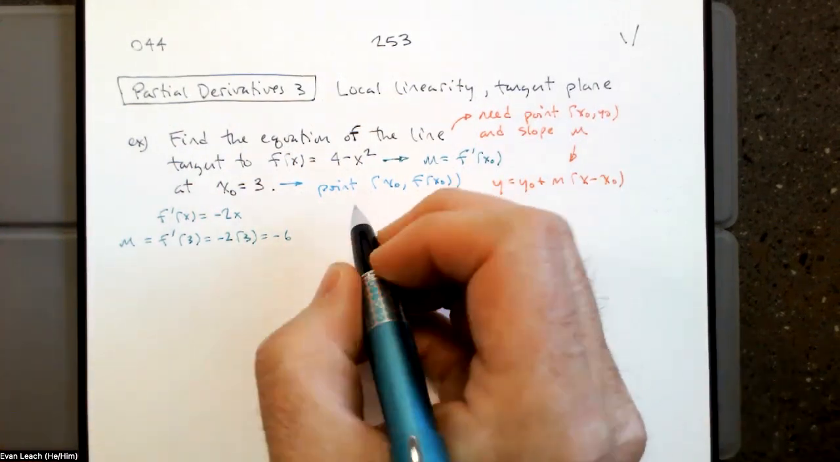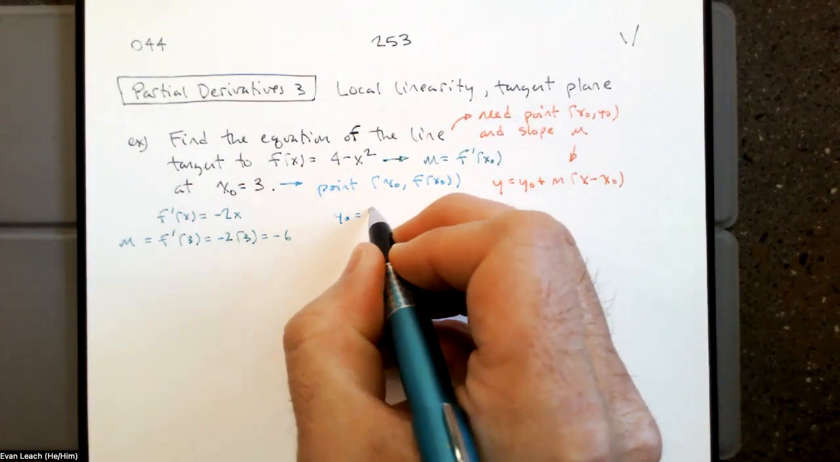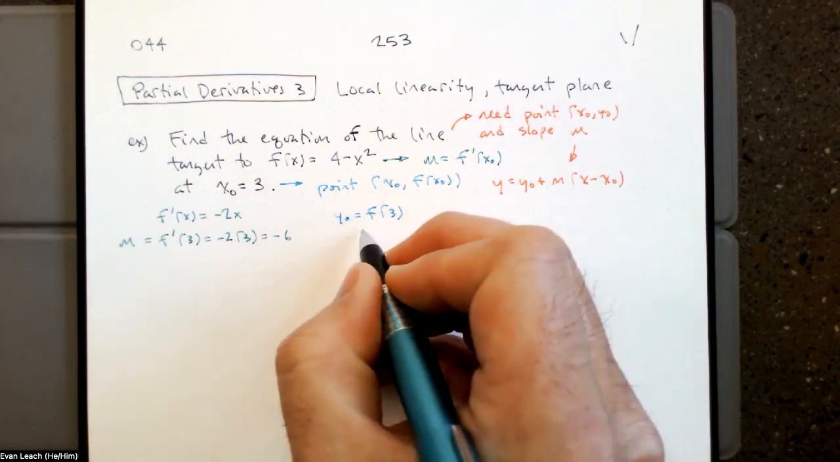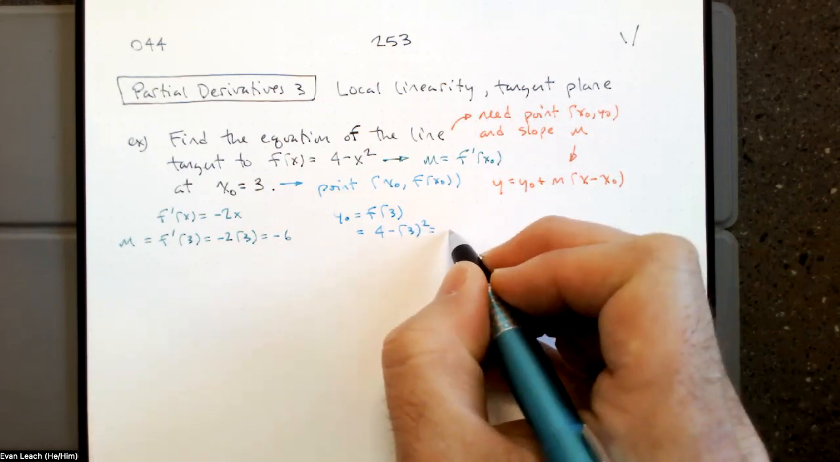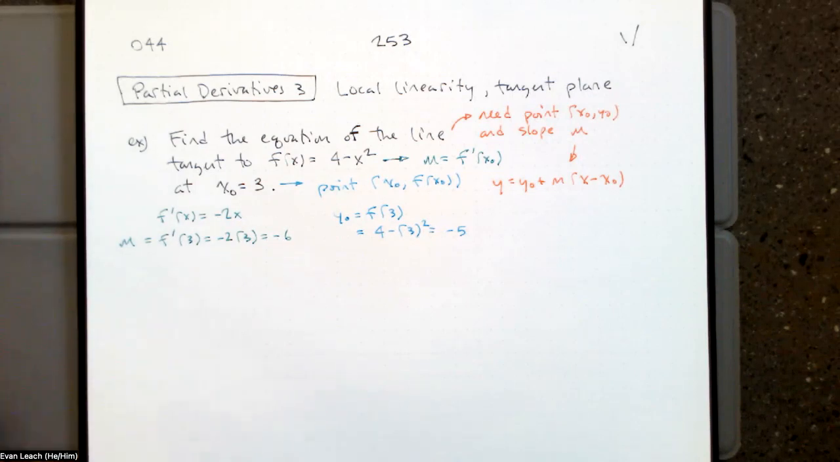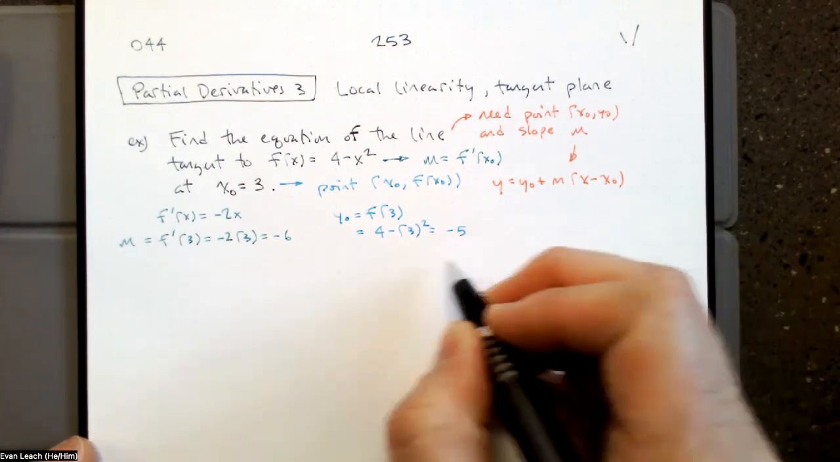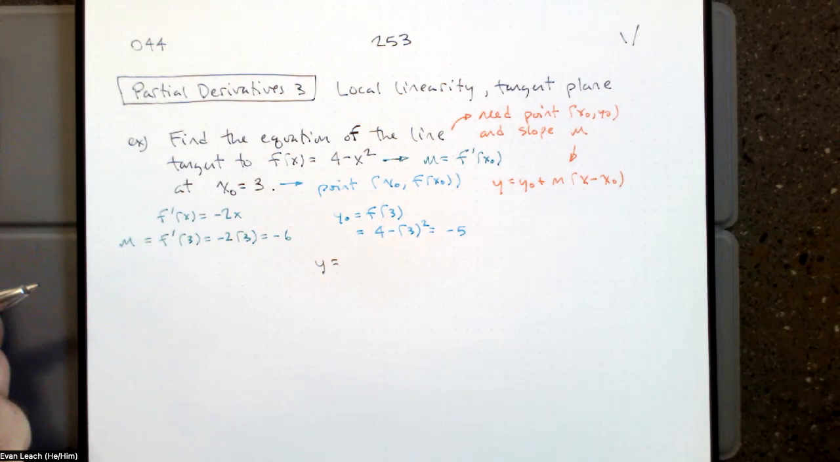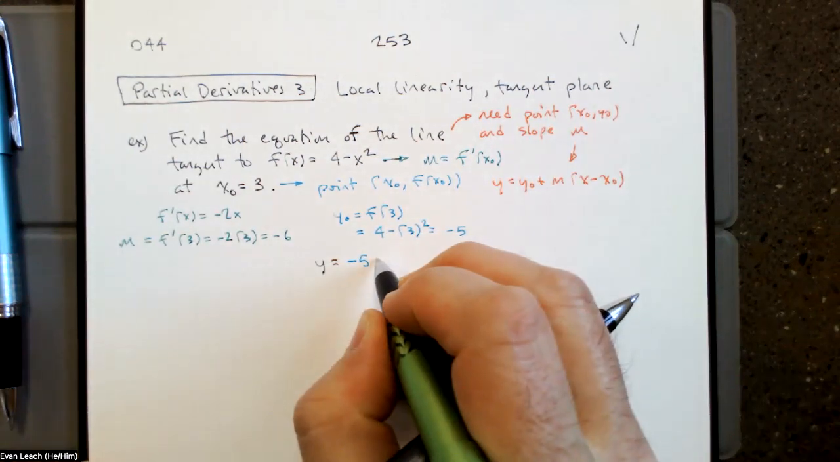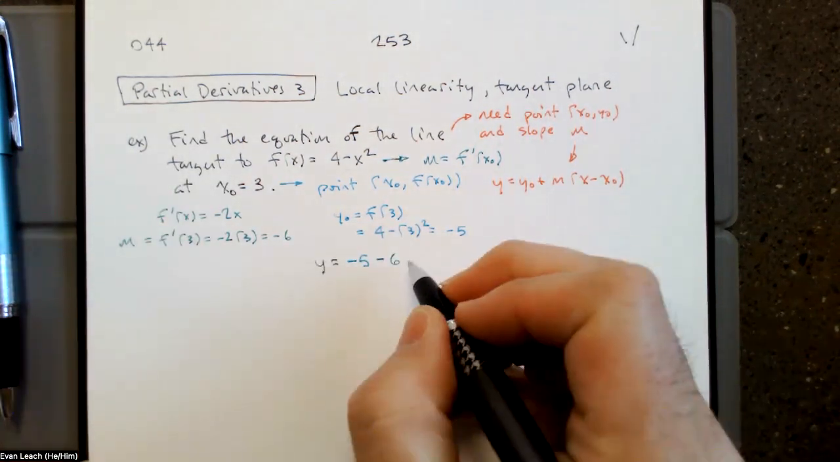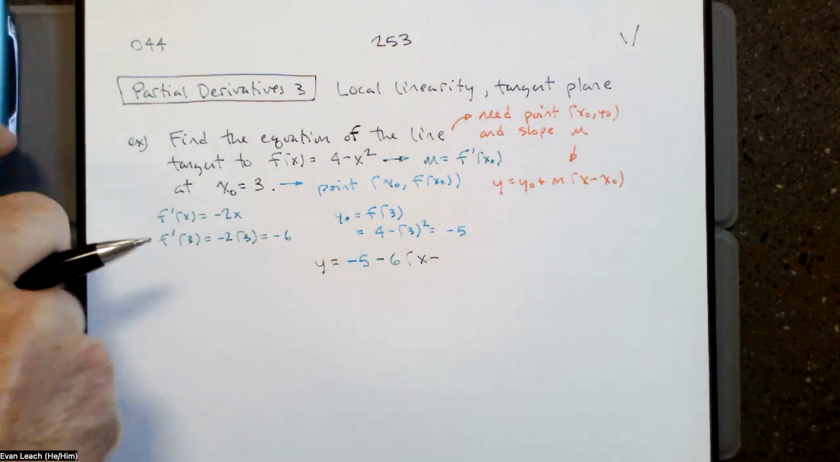To find the point, we just need to find f evaluated at 3, and that's just going to be 4 minus 3 squared, or negative 5. Now I've got a point, 3, negative 5, and a slope, negative 6. I can put that together into an equation. So we'll say y is equal to negative 5 minus 6 times x minus 3.